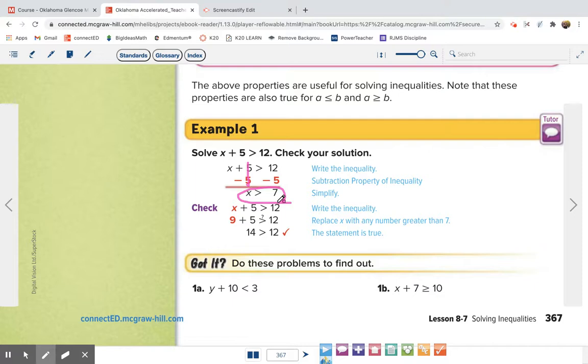So if you wanted to check this, you wouldn't plug that number in. You would plug a number bigger than that. So they used 9 because 9 is greater than 7. 9 plus 5 is 14, which is greater than 12. So yes, that's true. So I want you to try just 1A. Don't worry about 1B, and then we'll move on.